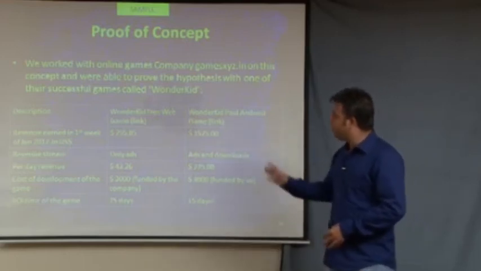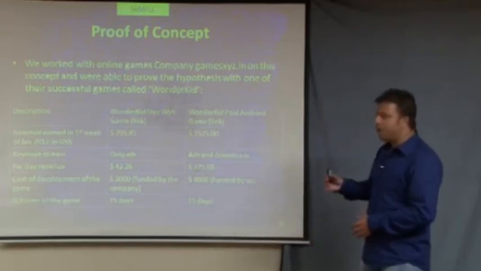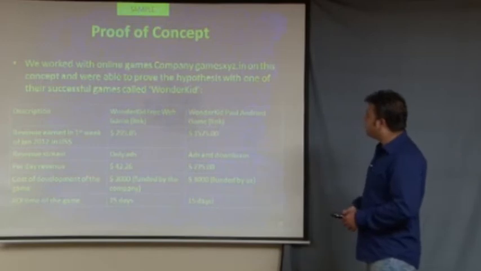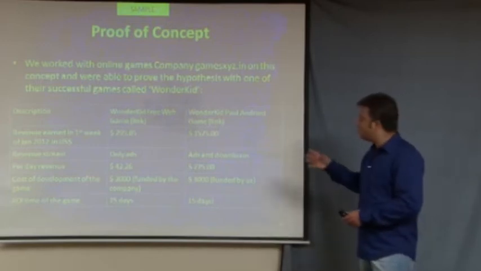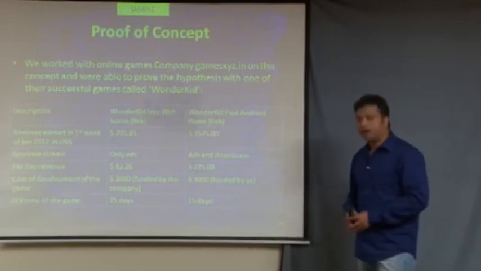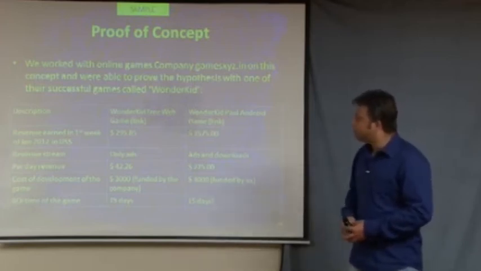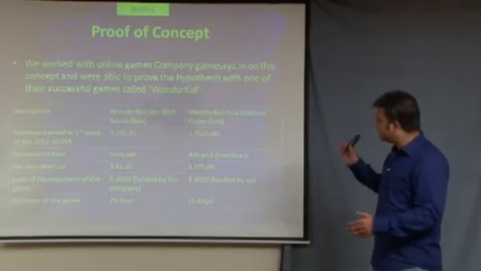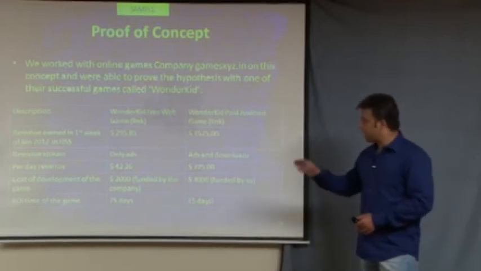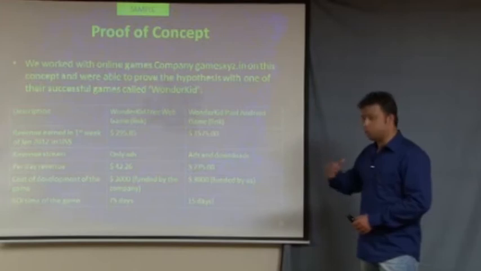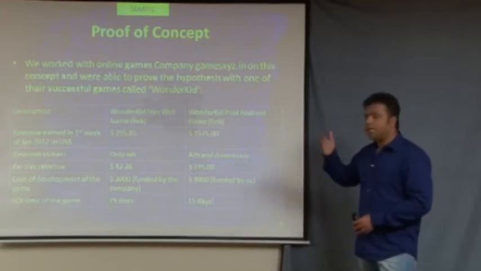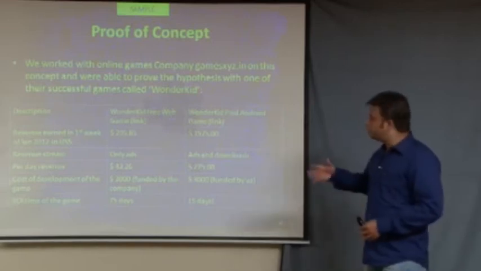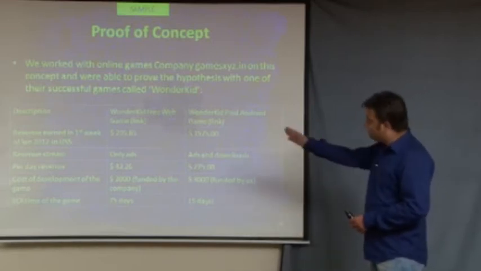So the revenue earned in the first week of January 2012 for the free web game link of Wonder Kid was $295.85, whereas the revenues earned in the same period for the Wonder Kid paid Android game was $1,575. The revenue stream for the online version was only ads. For the Android version it was ads and the downloads.